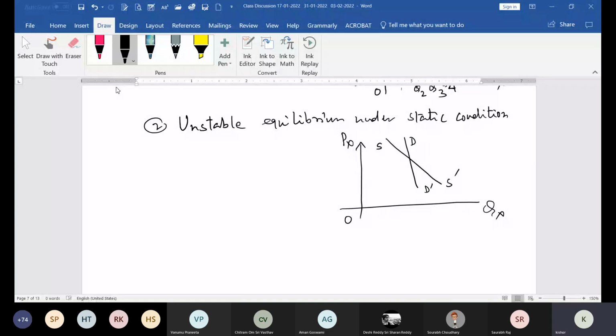Here, this is an exceptional case, you can say. You probably observed that I am drawing a supply curve which is negatively sloped. The initial equilibrium here is, suppose, this is your P3 and this is your Q3. P3 and Q3. Now, what is happening?